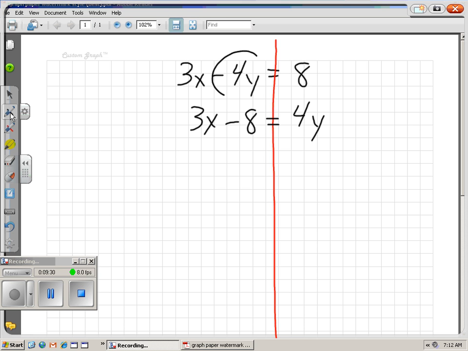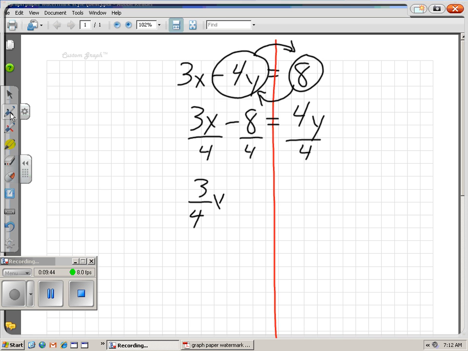So all I did was take the 4y over here, take the 8 over here, I changed their signs, and then all you have left to do is just divide by 4. Just a little quicker. You don't have to do it that way. It's just a little quicker. Same thing, 3 different ways.